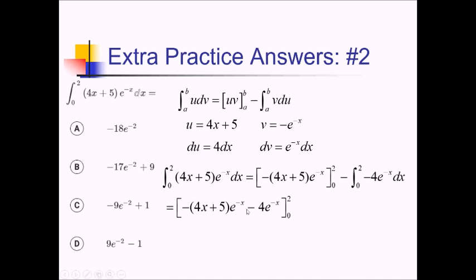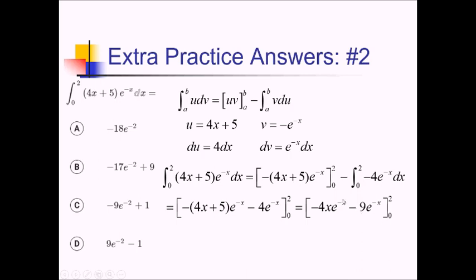So before I do that, just to clean things up a little bit, if I distribute this e to the negative x times this parentheses, I'm going to have a negative 4x e to the negative x. And I'm also going to have a negative 5 e to the negative x, which when I combine with this negative 4 e to the negative x gives me a total of negative 9 e to the negative x. Just doing this so it's a little bit easier to plug things in, because I actually do have to simplify this thing to get one of these multiple choice answers.